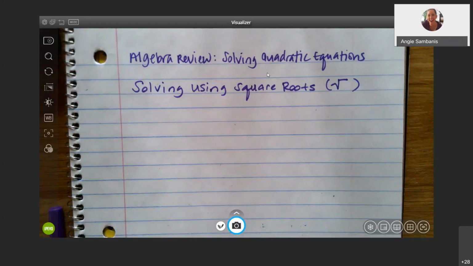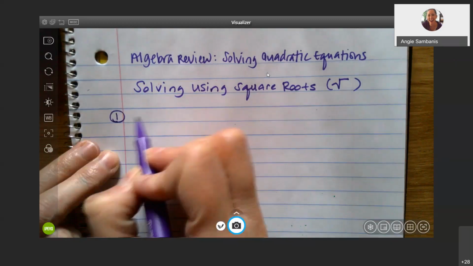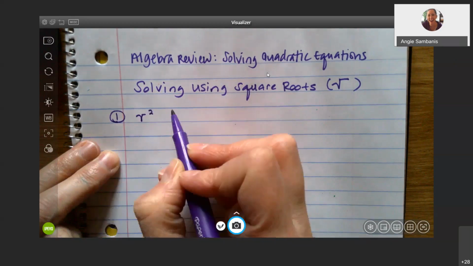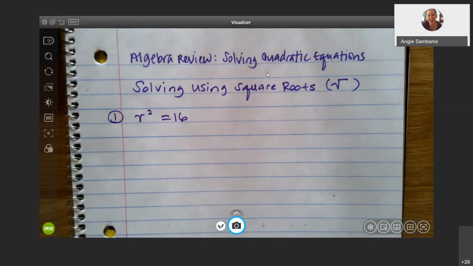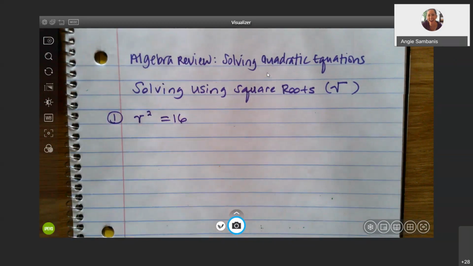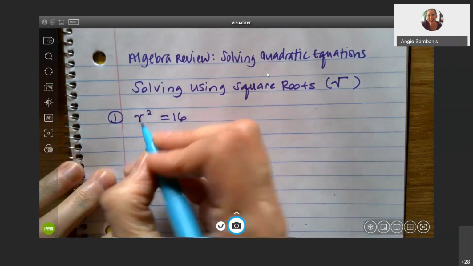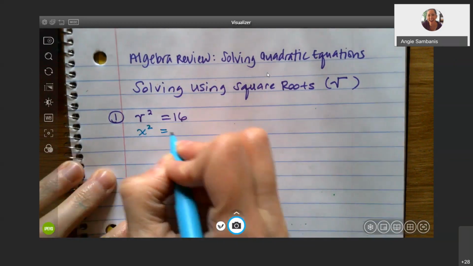All right, so we're solving using square roots. So our first example, r squared equals 16. And remember, when we see r or p or v, we can also change that to x squared. It means the same thing.